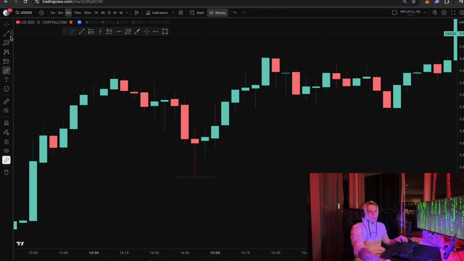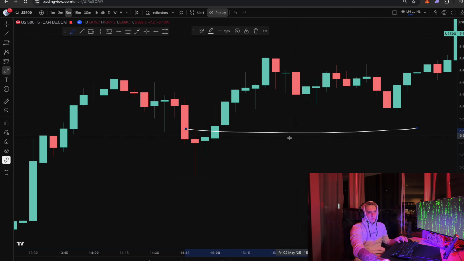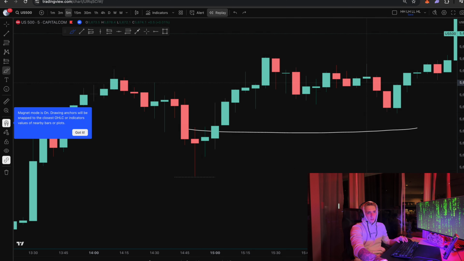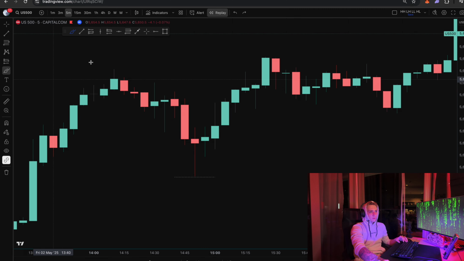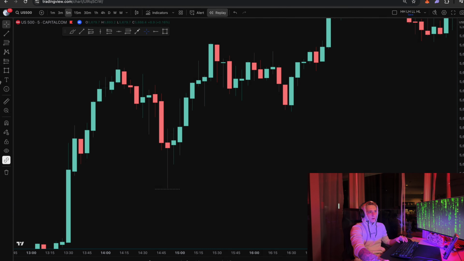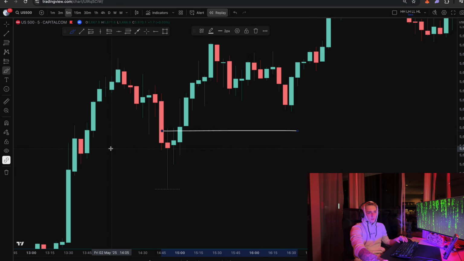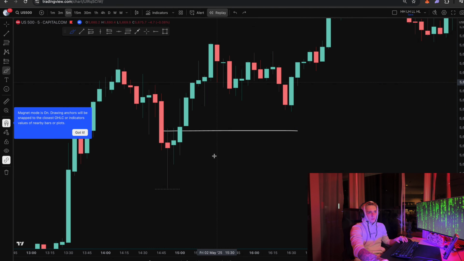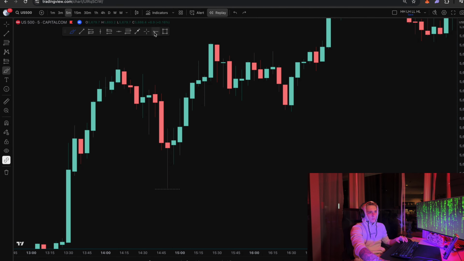Now we are drawing our order block right now from the bottom of a range. So this would be a bullish order block because we want price to come into it and then reject off and go higher. So with that being said, we'll draw it from the bottom of a range. And what does it say up here? A bullish order block is drawn from the last bearish candle. So if we're at the bottom of a range and we're drawing a bullish order block, then we're going to be drawing it from the last bearish candle of the fractal low.